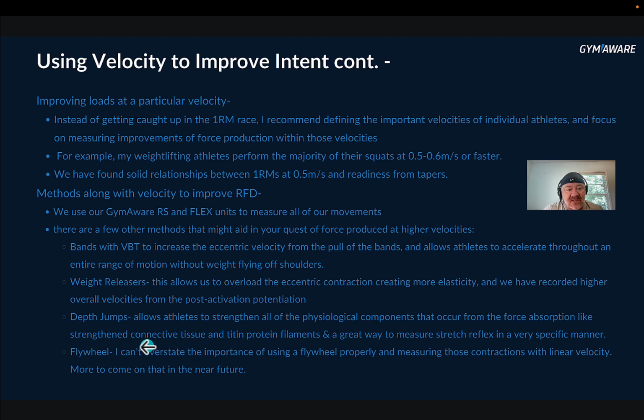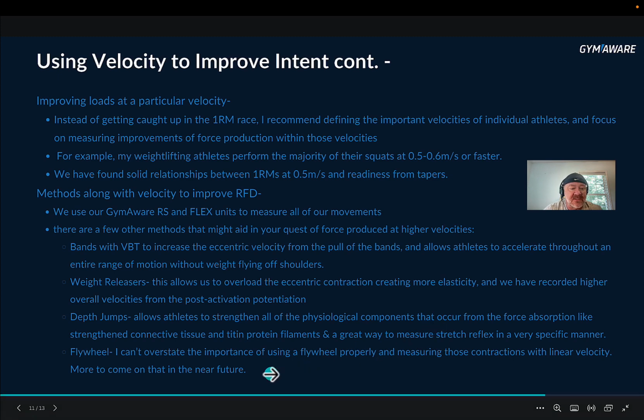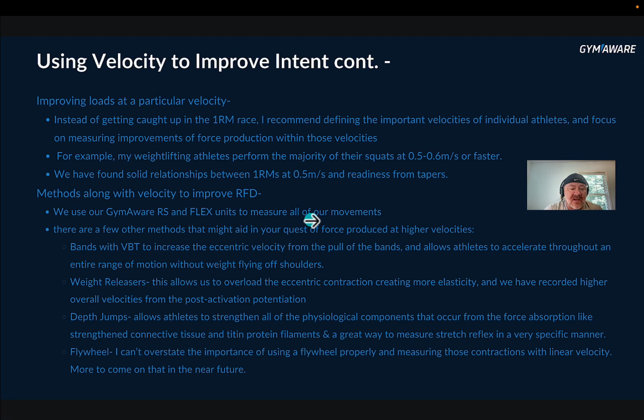We use depth jumps a lot. It allows athletes to strengthen all those physiological components that occur from the force absorption, like strengthening connective tissue and tightening protein filaments. It's a great way to measure the stretch reflex in a very specific manner. And the flywheel, of course. I've talked a bunch about flywheel, about as much as I talk about velocity, but I can't overstate the importance of using flywheel properly and measuring those contractions, especially with linear velocity. So more to come on that in the near future.